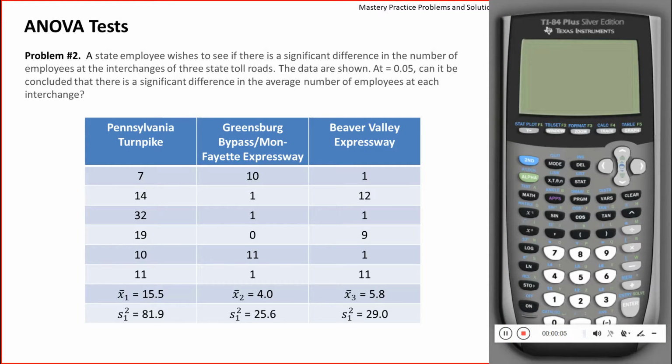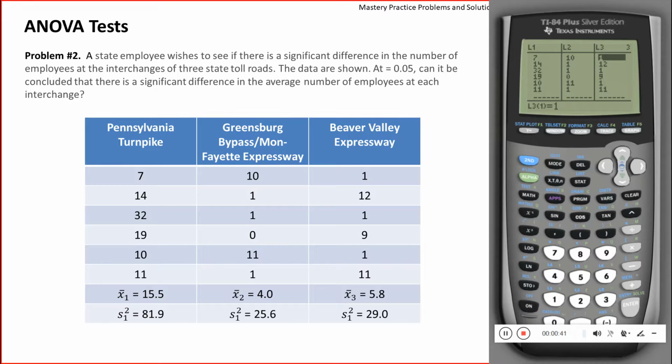Okay, let's turn the calculator on here. And what I've done is I've already loaded the data from this problem, and I can go to Stat, Edit, and show you, and there it is. What's in L1 is 7, 14, 32, 19, 10, 11, and that's exactly what's over here in problem 2. List 2 and list 3 have the rest of the data.